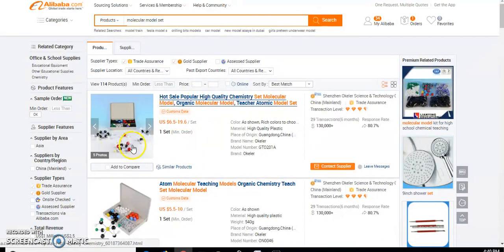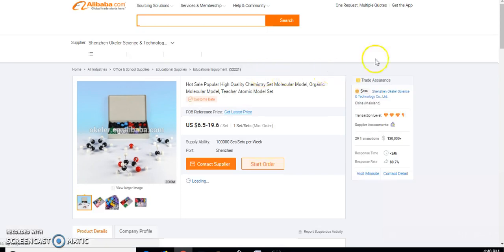So let's say you found something kind of what you like. Don't look at this price. This price is, let's say if you order, I think one set is this much. But if you go there, what you want to do is send them a message and negotiate the hell out of them, right? And then I'll tell you how I go about negotiating.